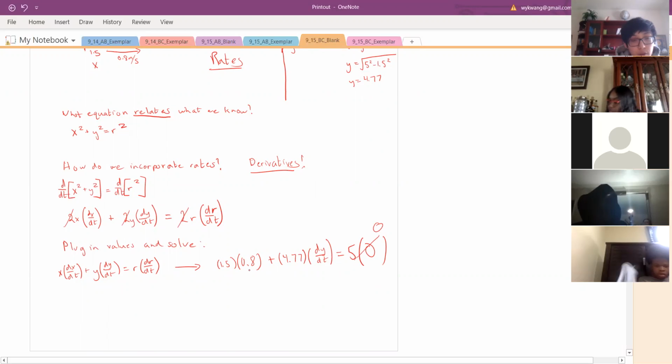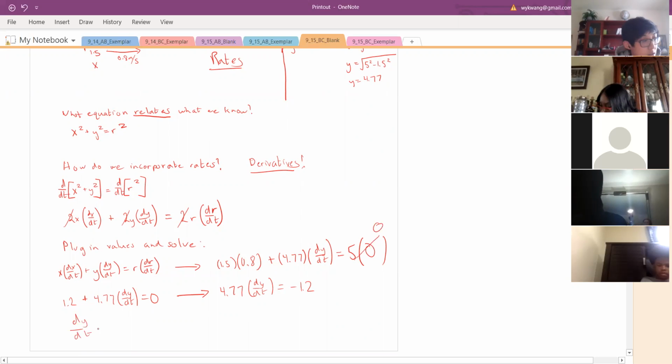So really what we have in our final equation is 1.5 times, oh wait, I'm just going to multiply that. It's 1.2 plus 4.77 times dy over dt is equal to 0. And then I'm just going to put 1.2 on the other side, standard equation stuff, dy over dt is equal to negative 1.2 over 4.77. And then if I just do this in a calculator, dy over dt is equal to negative 0.252. And then this is a rate, remember, so I can write meters per second. So this is our final answer.